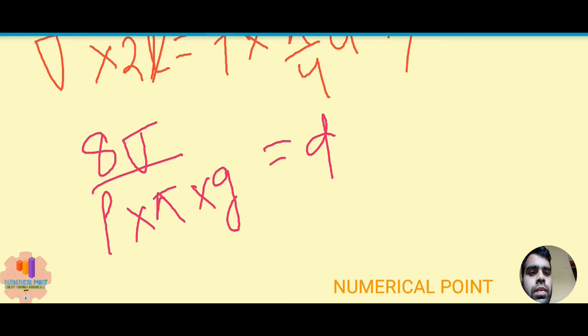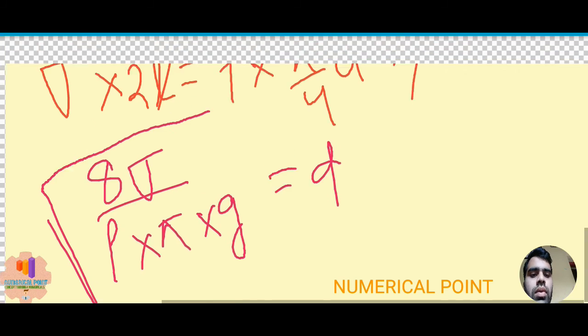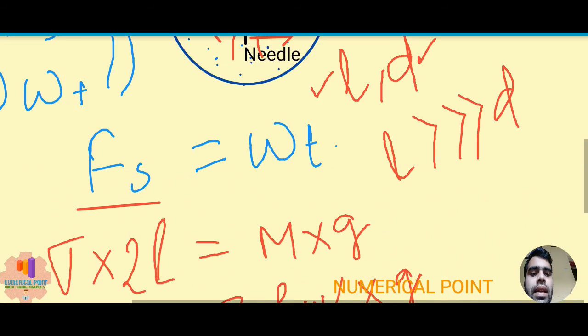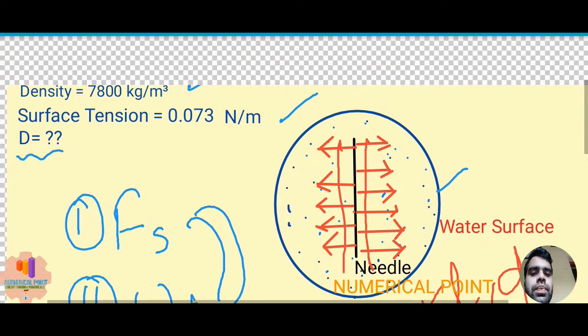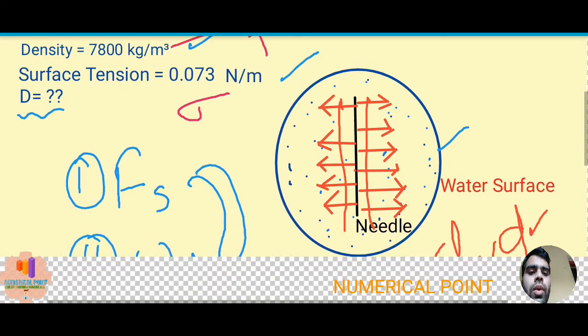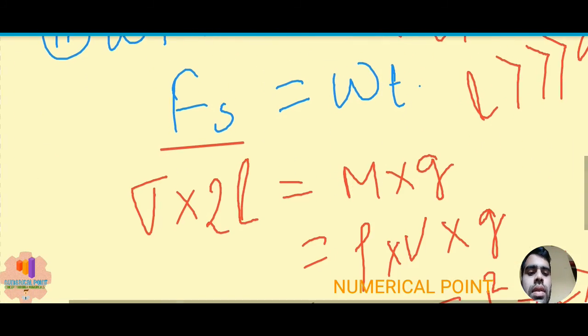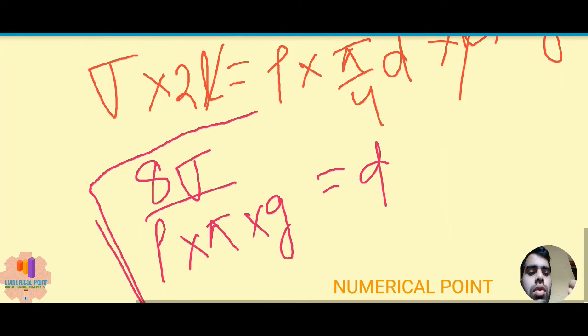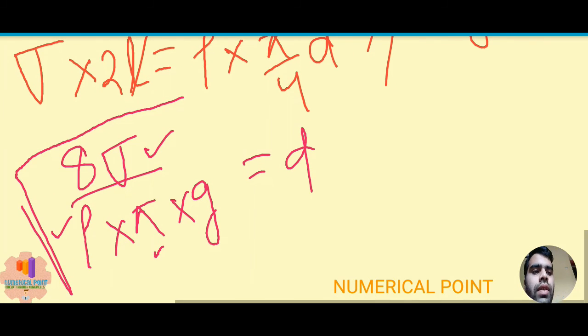Okay, to remove the square term we need to take the root. So D will be root over of this term. So in the question, what data are given? Here we can see the density, that is rho, is given. Surface tension, that means sigma, is given. Okay, rho is given and sigma is given in the question, and g is 9.81. So let's put all the values.